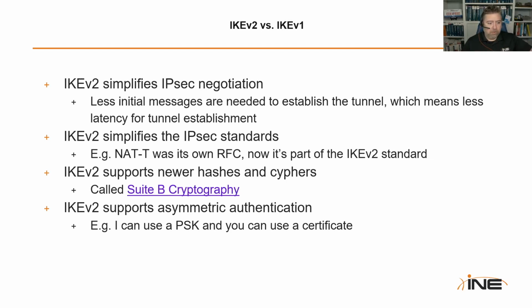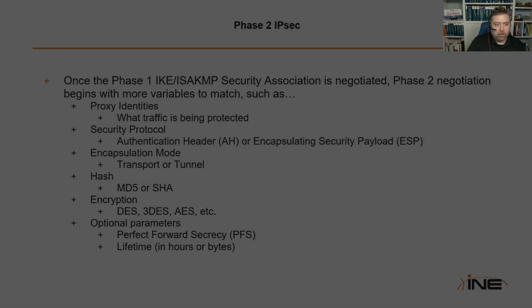Okay, last but not least, IKE version 2 supports asymmetric authentication, which means that I could challenge you with a pre-shared key and you could respond with a certificate. This is useful in remote access situations where you could have your remote users using a pre-shared key and then your VPN server using a certificate. Whereas in IKE version 1, if I was using a pre-shared key, you had to use a pre-shared key. If I'm using certificates, you have to use certificates. But in IKE version 2, we can have asymmetric authentication.